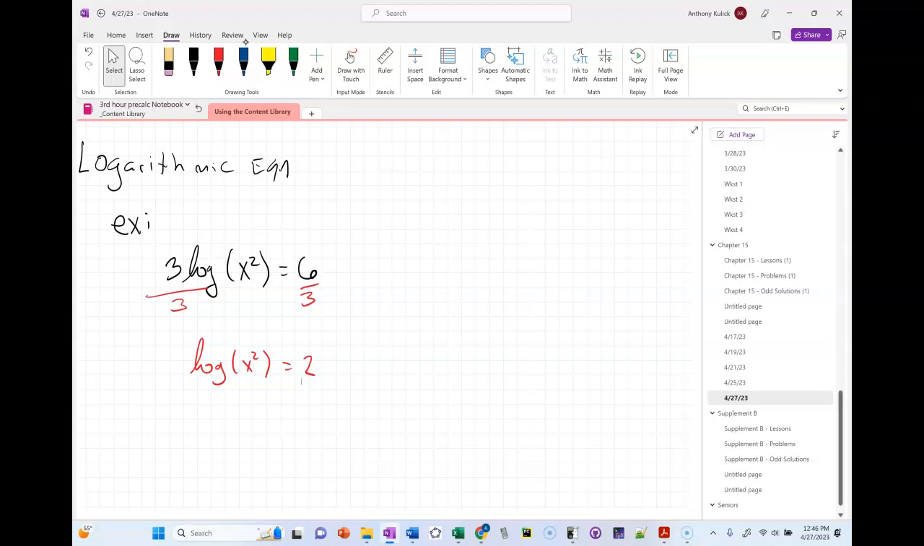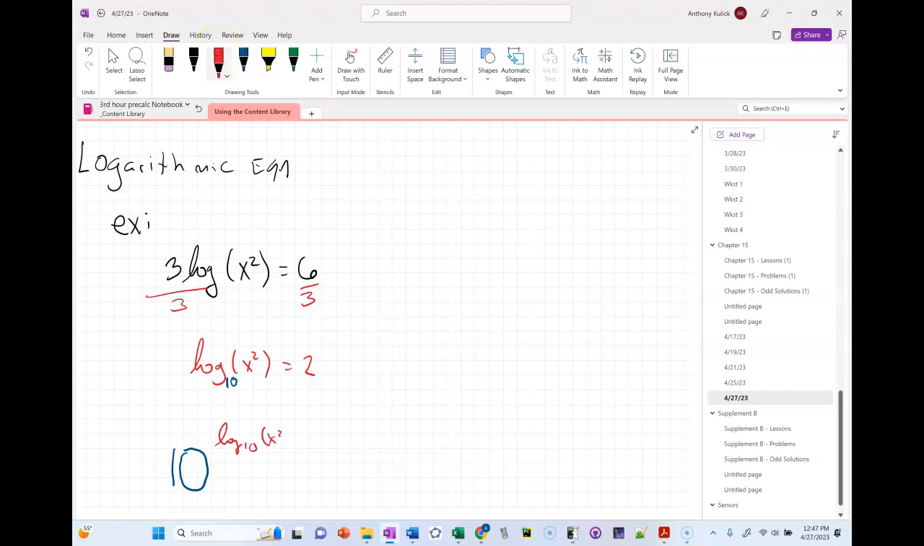So what is the base on the logarithm here? 10, because if it's not written there, it's a 10. It's called the common logarithm. We talked about that last time, common and natural. Natural log is log base e. So what am I going to do to cancel out the logarithm? I'm going to use exponent base 10.